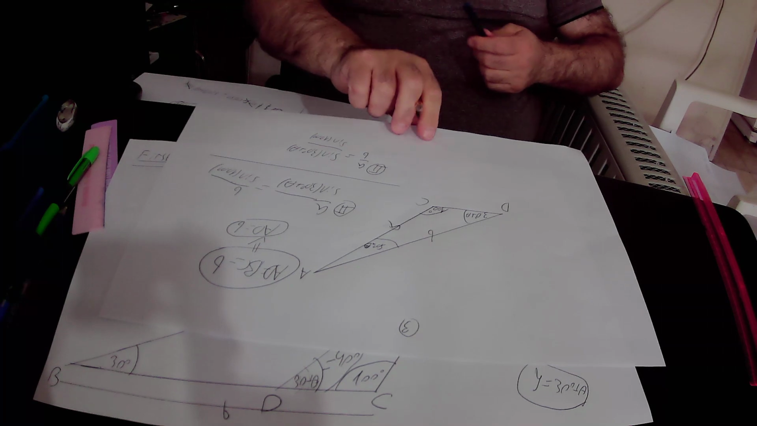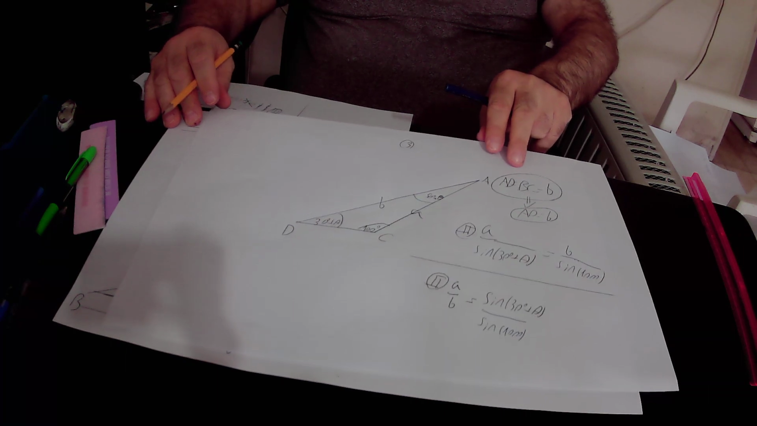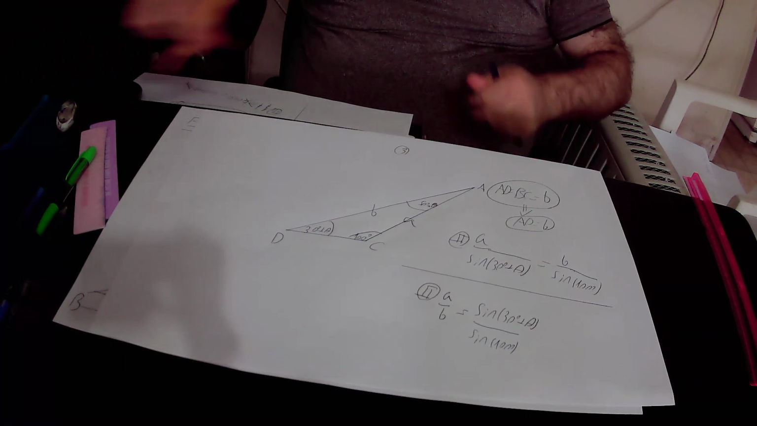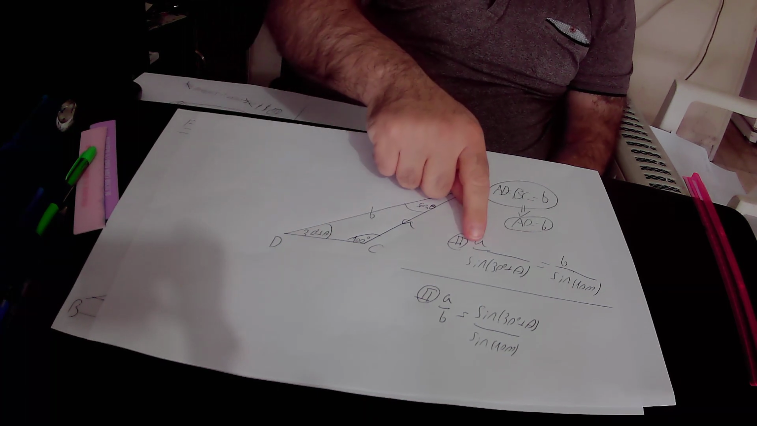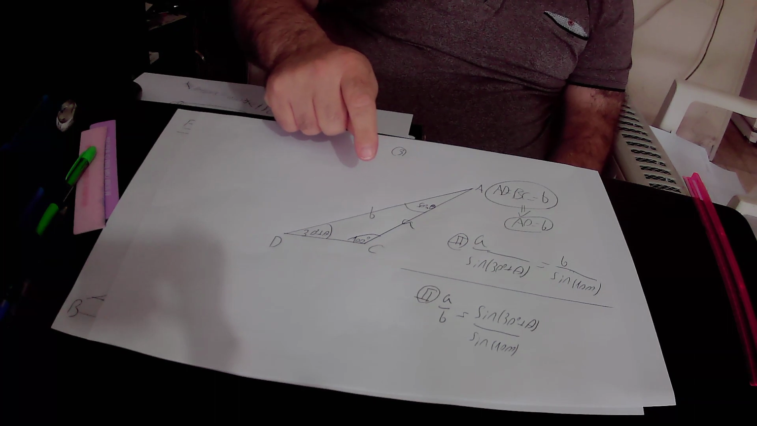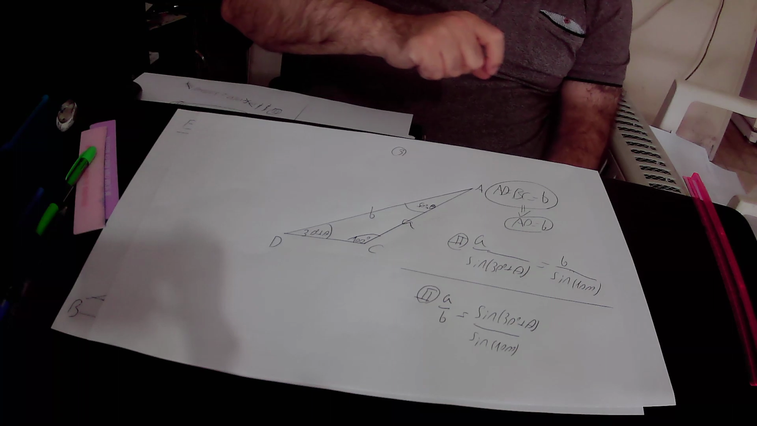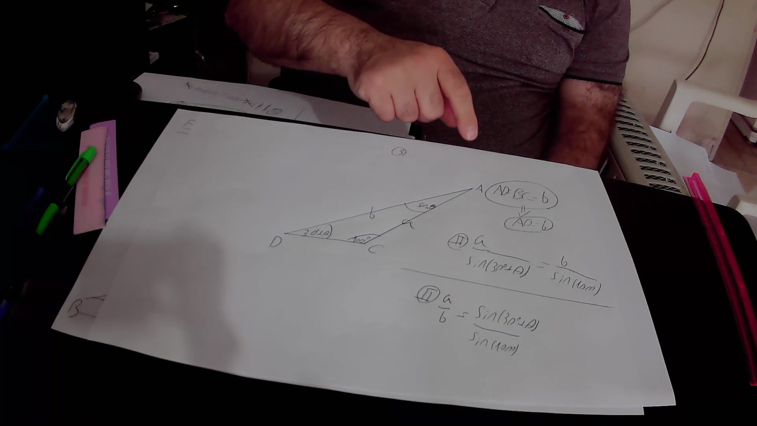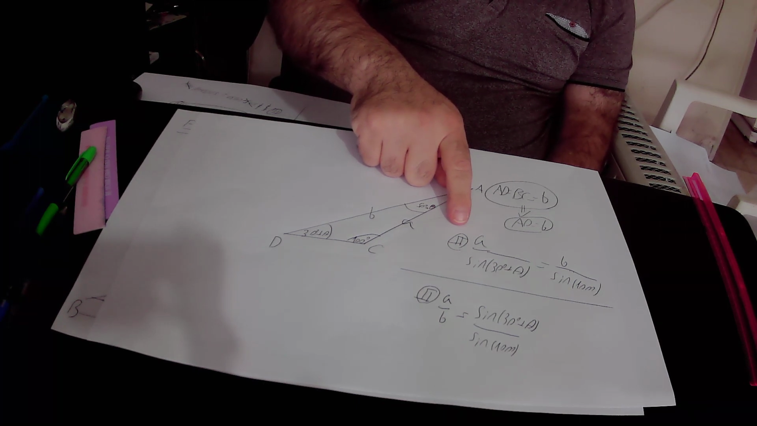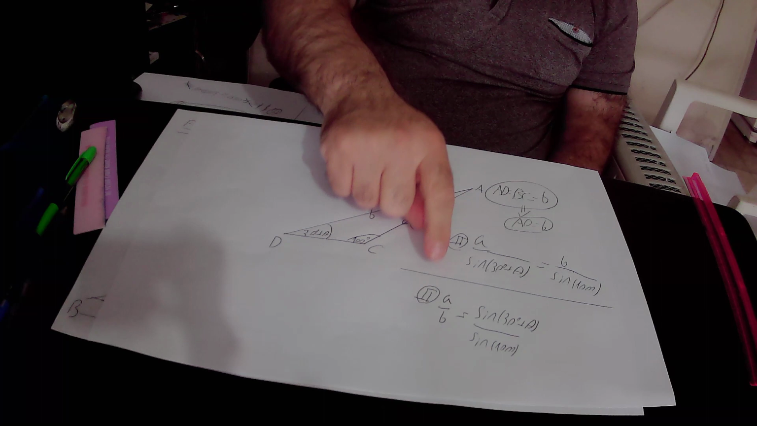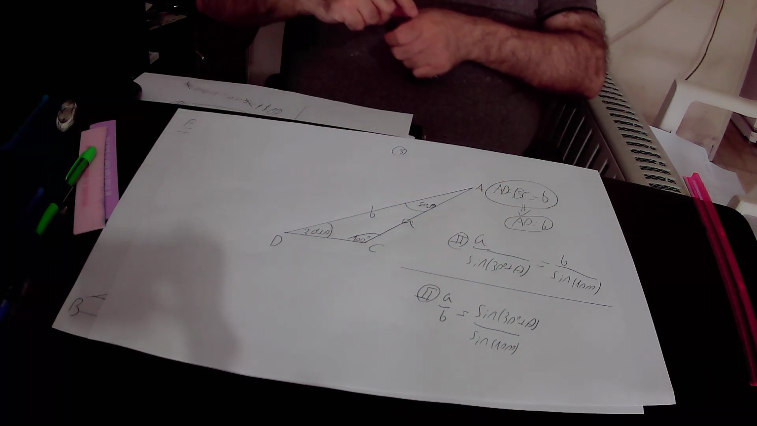Now, we implemented the law of sines in this triangle ADC. According to the law of sines, we will get that A over sine 30 degrees plus theta must be equal to B over sine 100 degrees. Here we divided this equation number 2 by B, and then we multiplied by sine 30 degrees plus theta, and we got that A over B equals sine 30 degrees plus theta over sine 100 degrees. Okay?